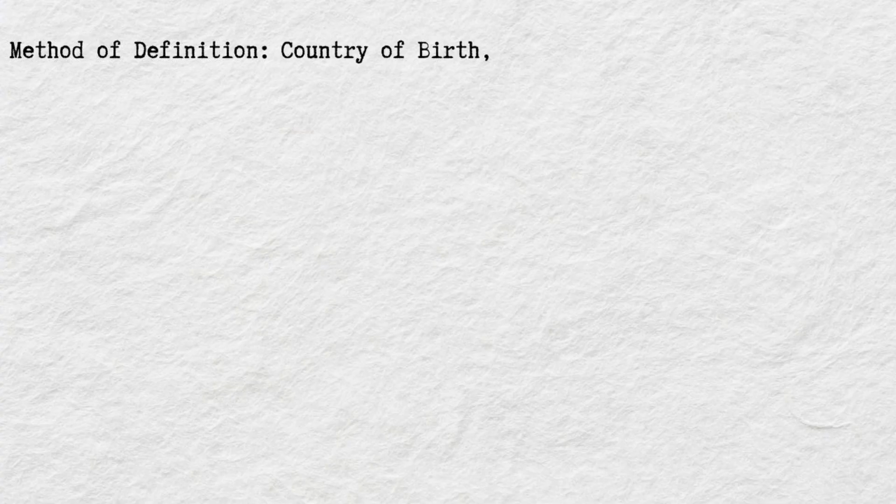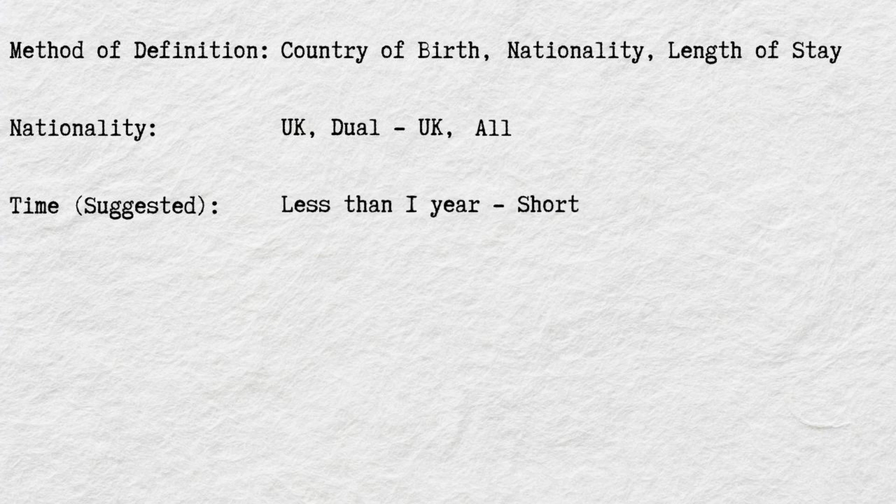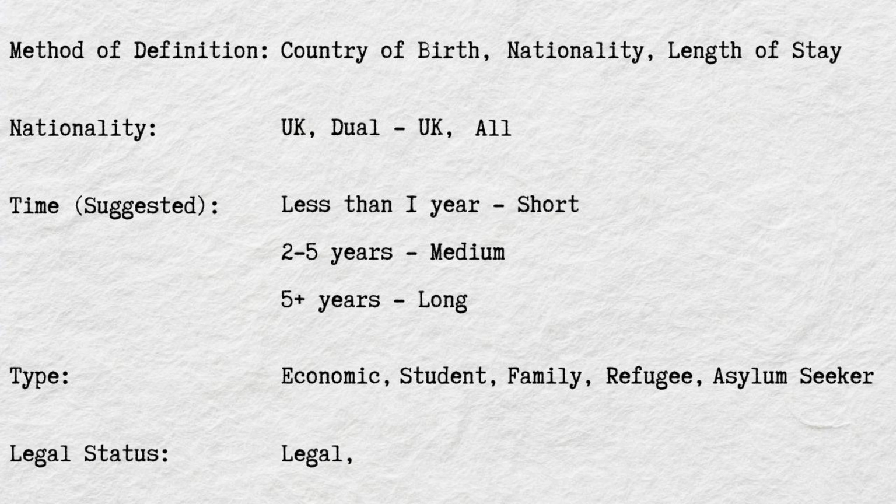When you next read or hear, write or speak statistics on migration, immigration in debate, here is a checklist. Method of definition: country of birth, nationality, length of stay. Nationality: UK, dual UK, all, or wherever you're from. Time: this one's a suggestion, less than 1 year, short; 2 to 5 years, medium; more than 5 years, long. Type: economic, student, family, refugee, escaping, asylum seeker, applying to remain. Legal status: legal or illegal.